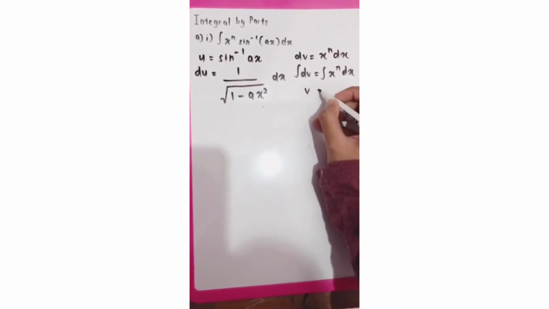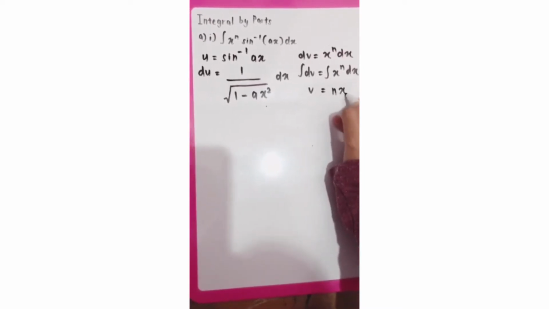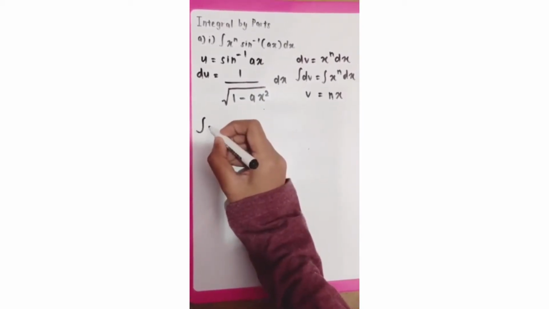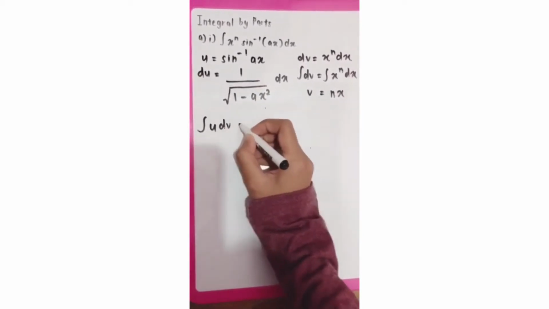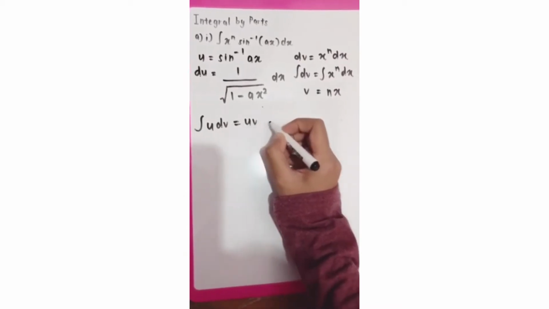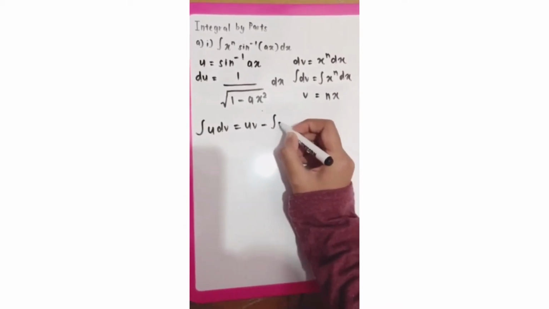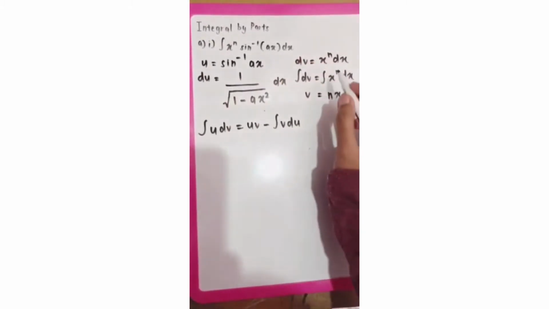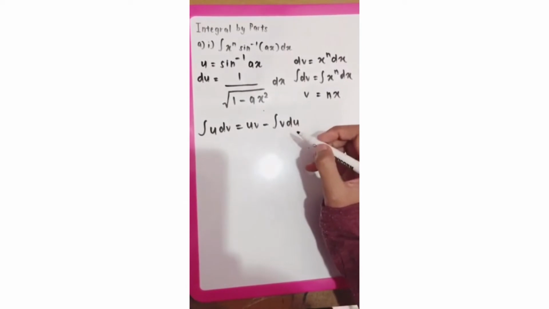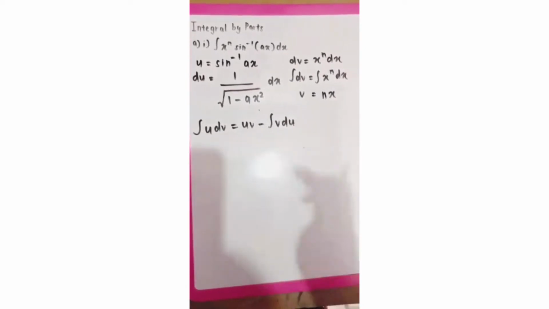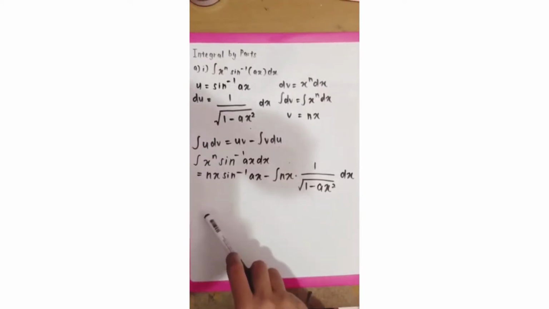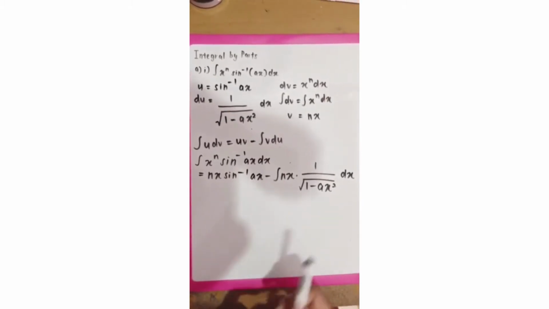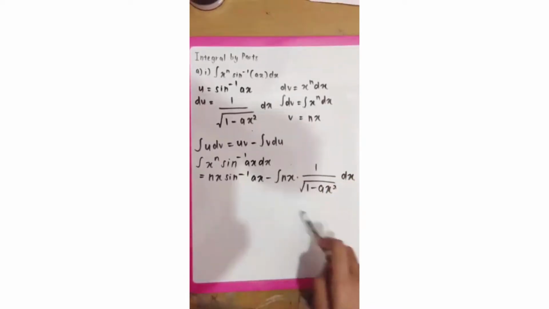v equals nx. So we will use this formula, which is integral of u dv equals uv minus integral of v du. So we will insert all of this in this formula. So it will be like this. Next, we need to differentiate this one.